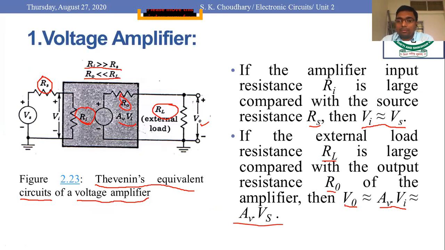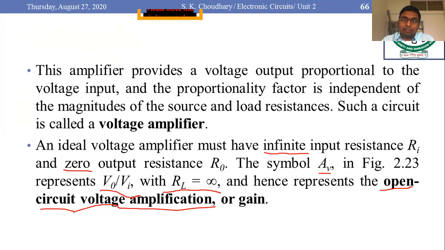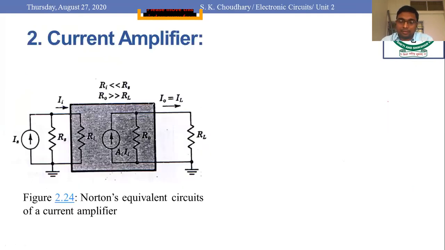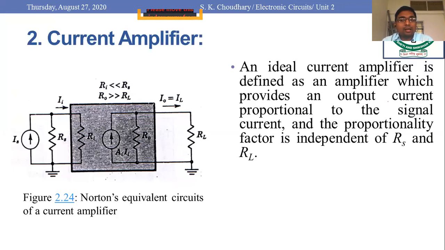Okay. Now we come to the second type of amplifier, which is called the current amplifier. Generally, a voltage amplifier is represented by a Thevenin equivalent circuit. In contrast, a current amplifier is represented by a Norton equivalent circuit. What is the condition of the Norton equivalent circuit? You have to connect a current source instead of a voltage source, and instead of the source resistance being in series, here the source resistance is in parallel with this current source. That is the representation of the current amplifier.